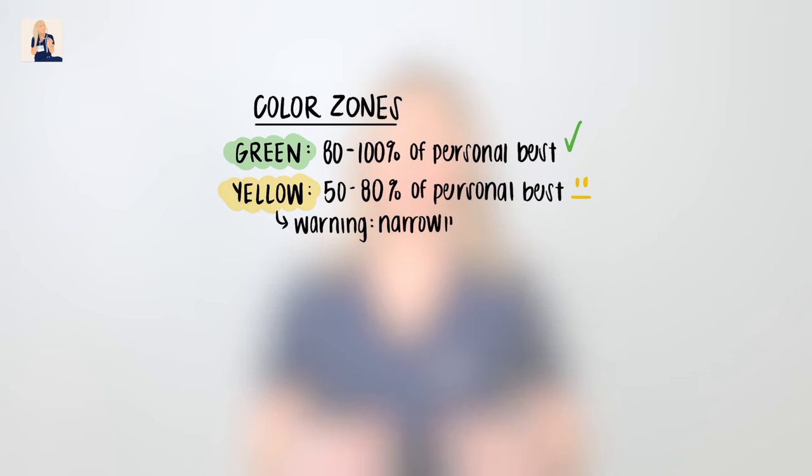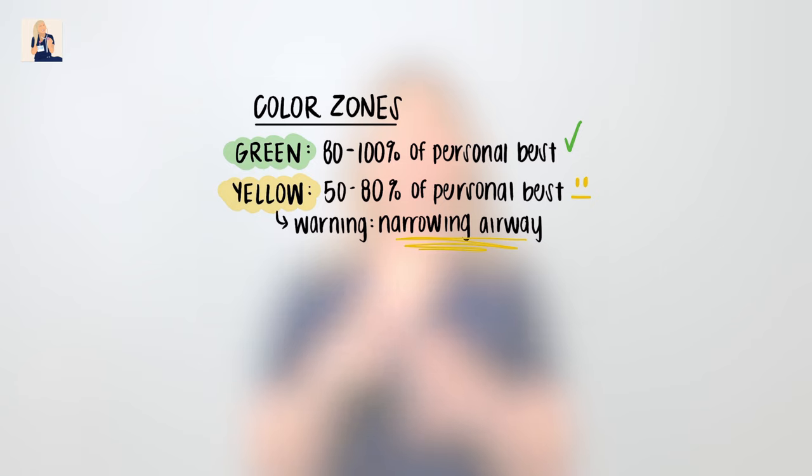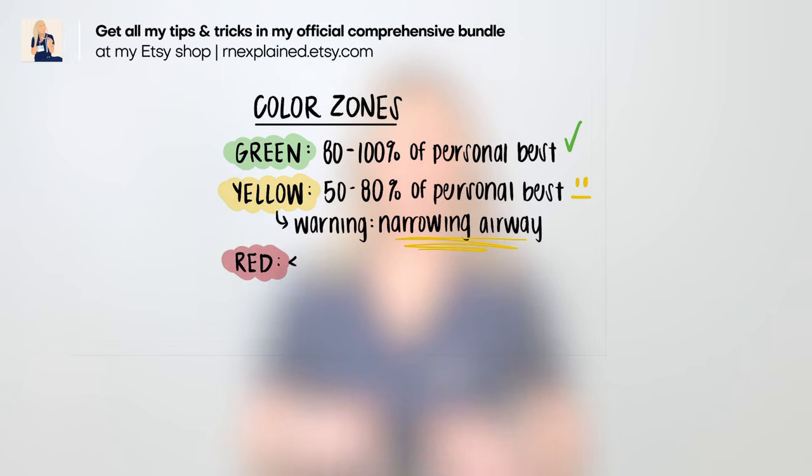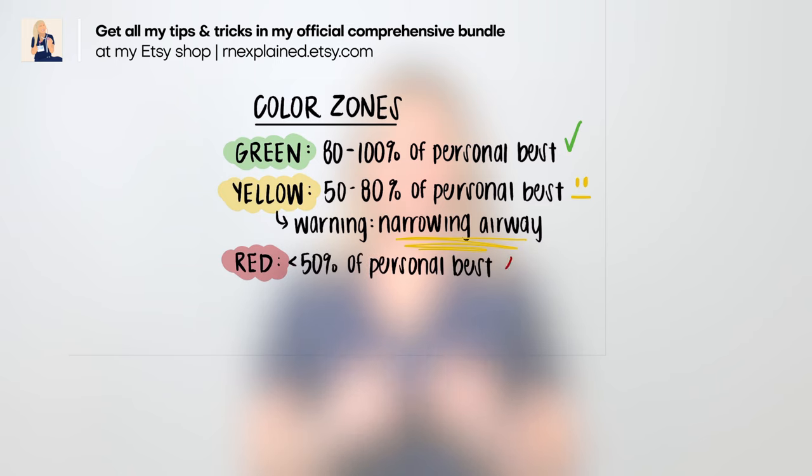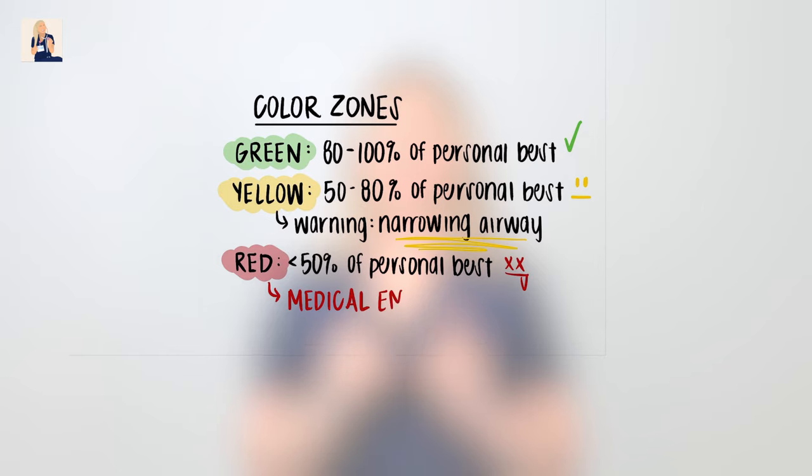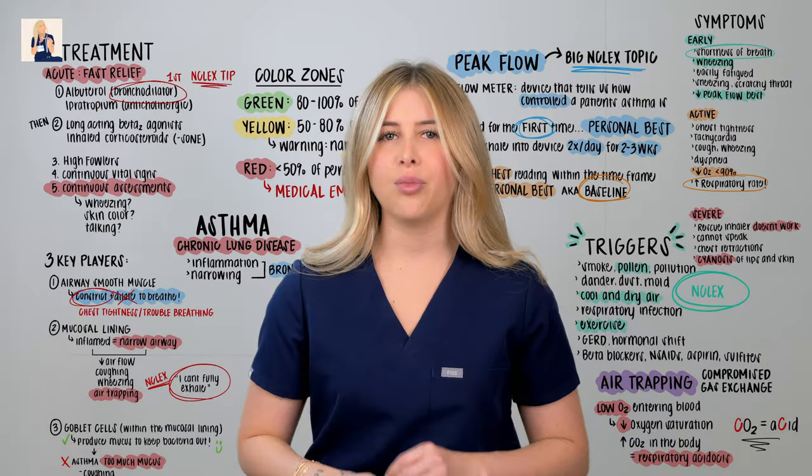The yellow zone is 50 to 80% of their personal best, and this is their warning sign that the large airways are starting to narrow and we may need an inhaler or some type of treatment. And the red zone is less than 50% of their personal best, aka there is severe narrowing of the large airways. This is a medical emergency and the patient should seek help right away.